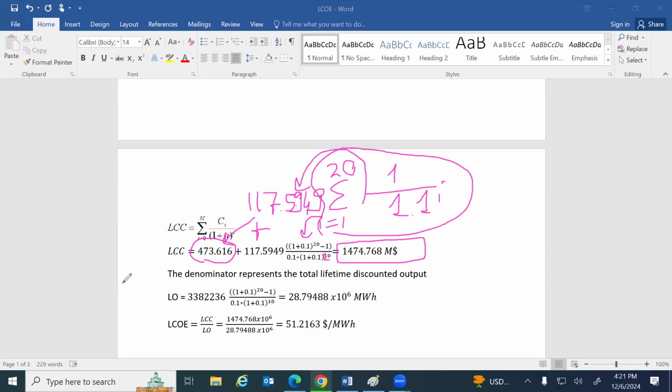Now, for the denominator, we have to consider the total lifetime discounted output. So also here, we have determined this represents the number of megawatt hours per year. And the inputs to calculate this number are the power plant power, the capacity, and the capacity factor.